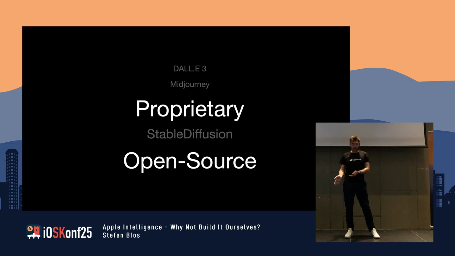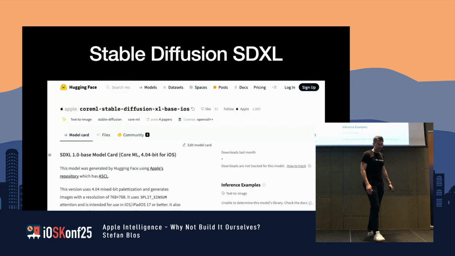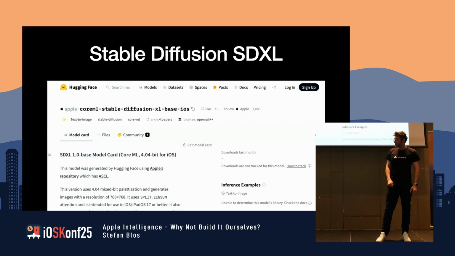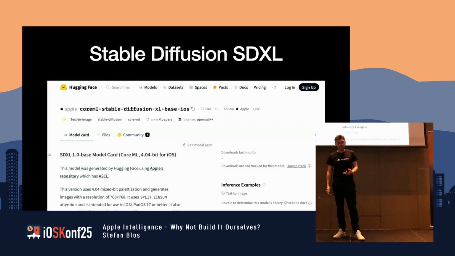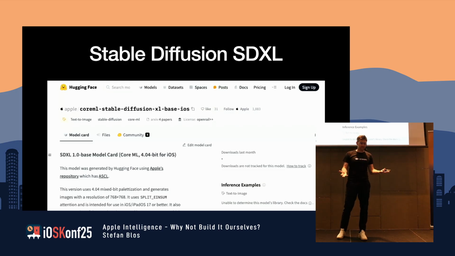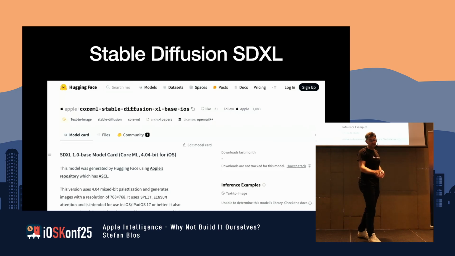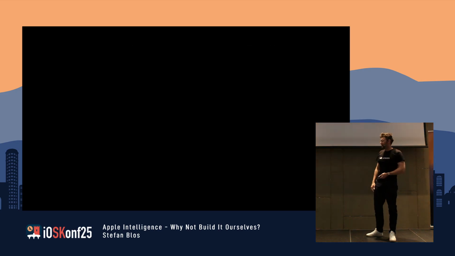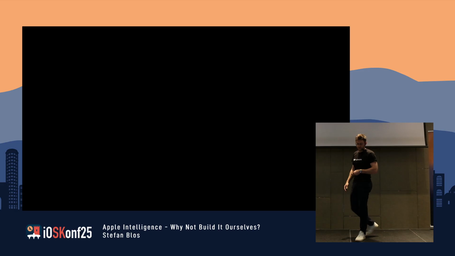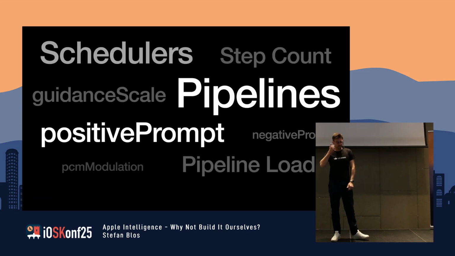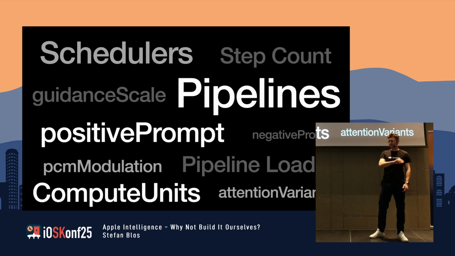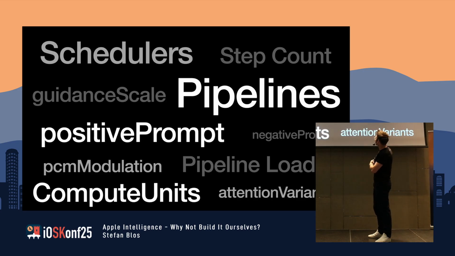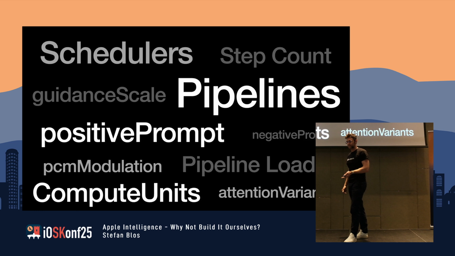So naturally, what do we do? We go to Hugging Face and search for Stable Diffusion. And actually, Apple themselves are sharing an optimized model for this. So it's a CoreML optimized model called Stable Diffusion XL. And this is perfect for us, right? So we can integrate this into our app. And we've done this before. So there's just a few more steps that we need to follow. We need to add schedulers, pipelines, positive, negative prompts, PCA modulation, compute UI. So I think you get the point why I said it's not that simple.